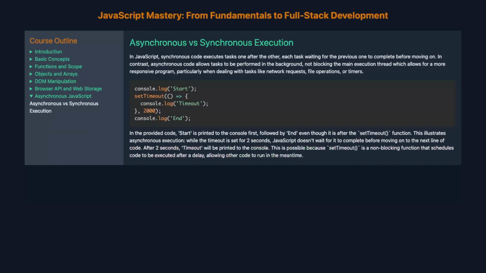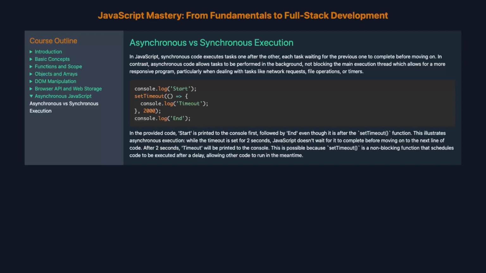Asynchronous versus synchronous execution. In JavaScript, synchronous code executes tasks one after the other, each task waiting for the previous one to complete before moving on. In contrast, asynchronous code allows tasks to be performed in the background, not blocking the main execution thread, which allows for a more responsive program, particularly when dealing with tasks like network requests, file operations, or timers.